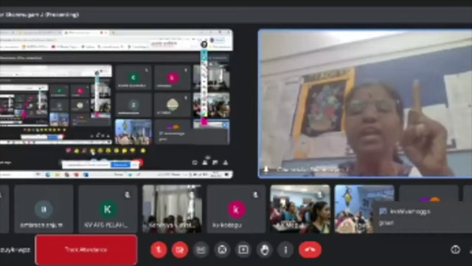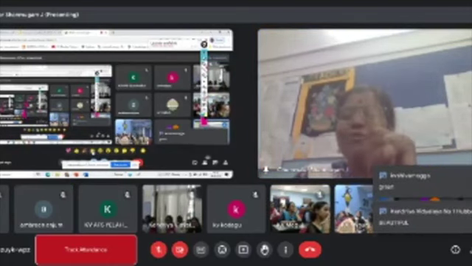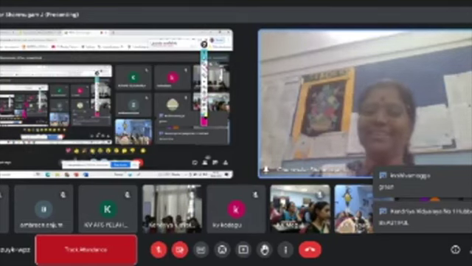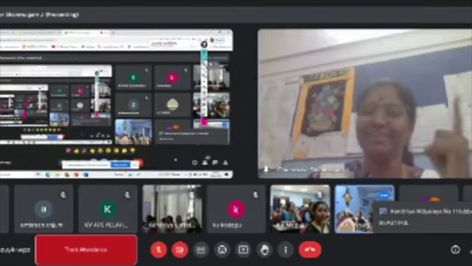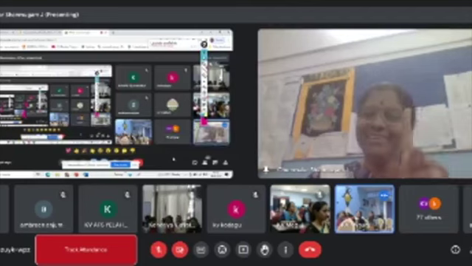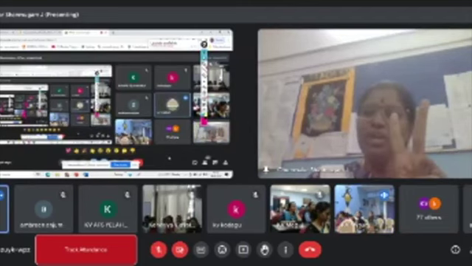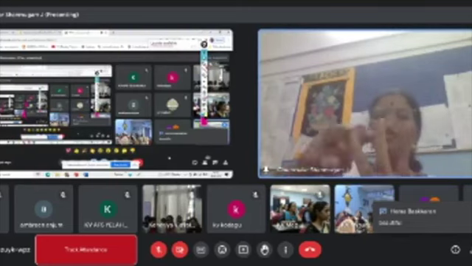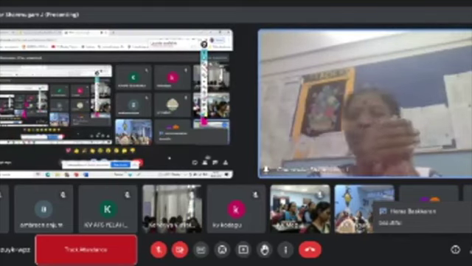Now KV DRDO. Tell one more adjective along with tall. Tall, next one. Tall, thick. Okay, Kodagu. Next, tall, thick, and the third one.